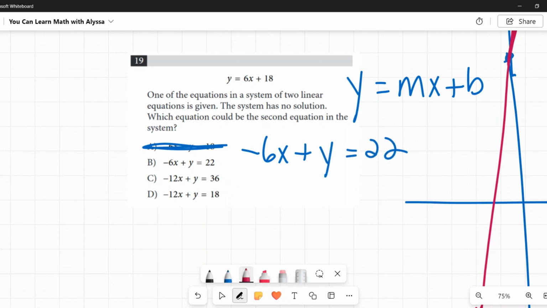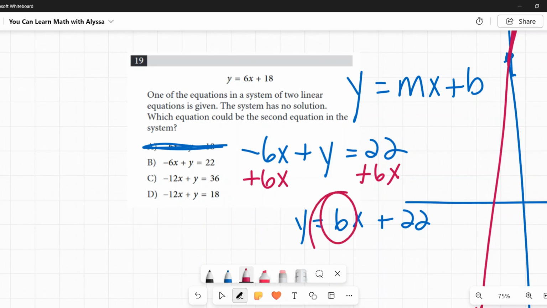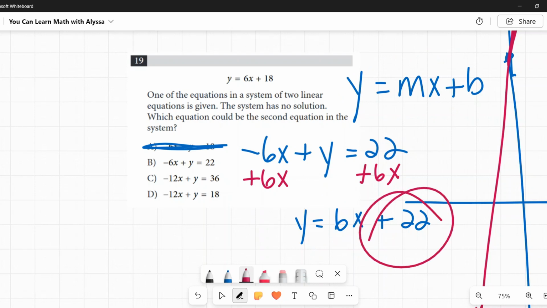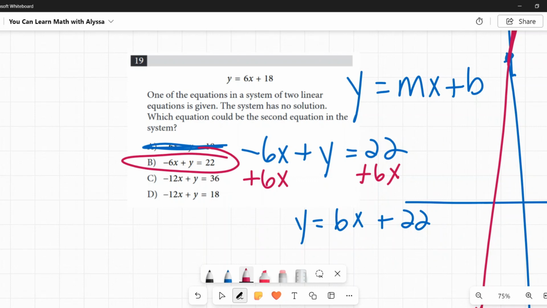All right, our second one, negative 6x plus y equals 22. Same sort of thing. I'm going to get rid of the x on the left by adding 6x to both sides, and I get y equals 6x plus 22. And there we go. That's what we're looking for. It's in that y equals mx plus b format, so I know my 6 is my slope, my m. That's what I want. I want the same slope, and it has a different y-intercept, so it is not right on top of it. It is parallel to it. There's no solution. B is my answer.